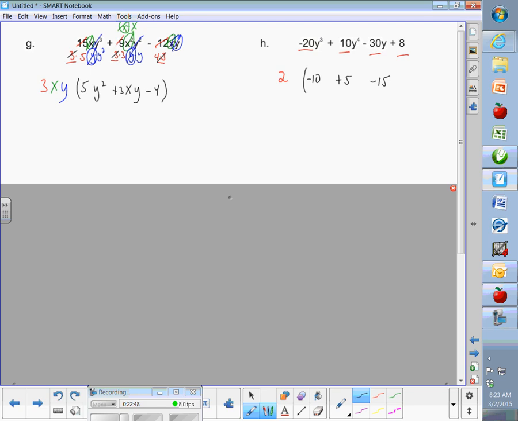Again, you could just divide the numbers if that's the way your brain thinks. But again, I'm thinking of pulling that 2 out, leaving me a negative 15 left. And again, an 8 is a 2 times 4. So when I pull that 2 out, there's a 4 left.